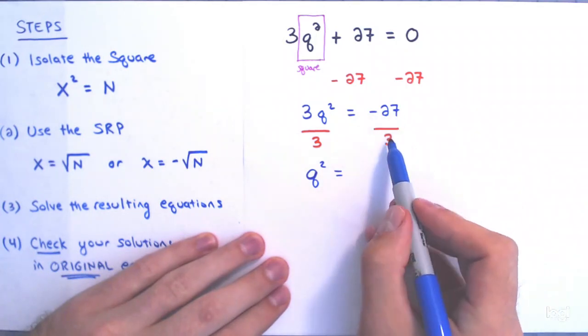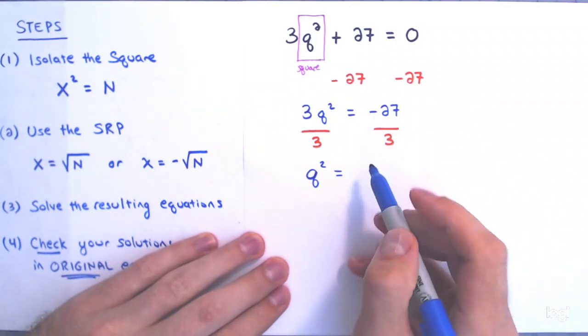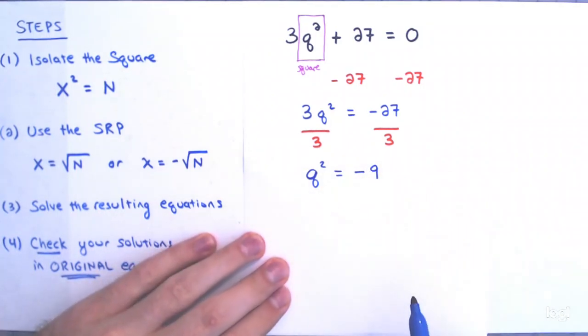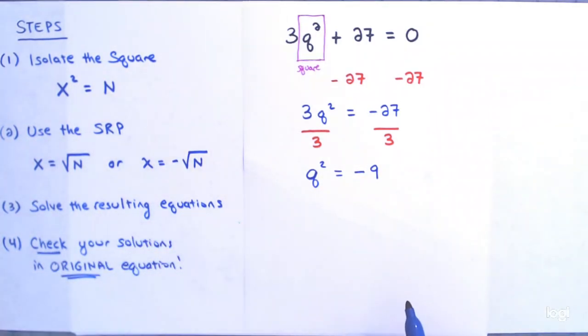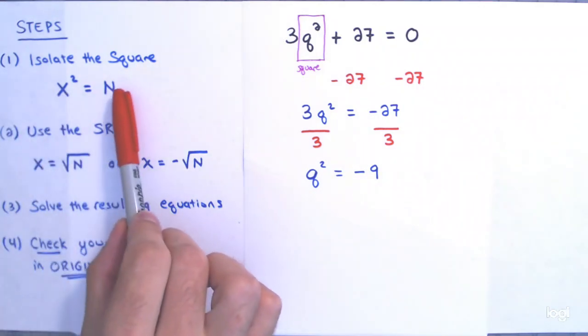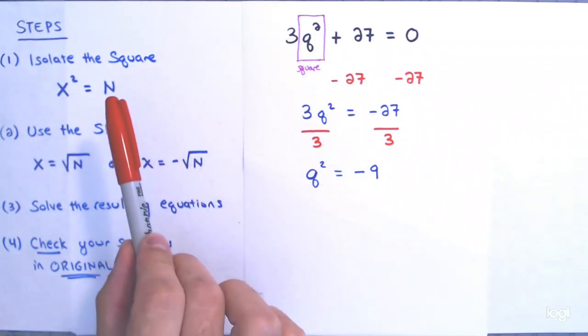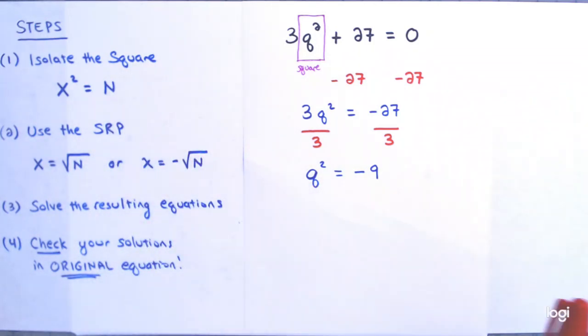And then negative divided by positive is negative, and 27 over 3 is 9, right? And here we go: q squared equals negative 9. So now I have it in this form where, again, the x is the q, and this n is negative 9. Now it's a negative number this time. So like the last example, we're going to see some imaginary numbers coming up here.